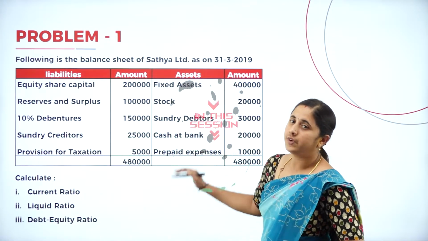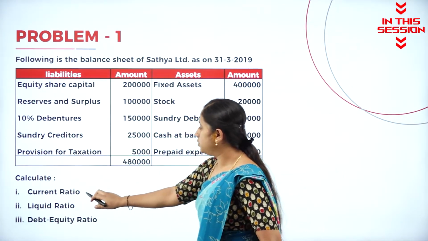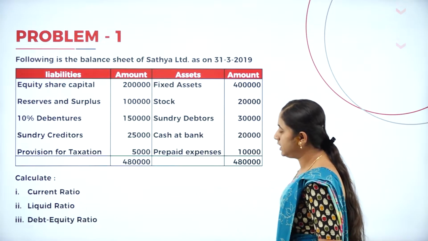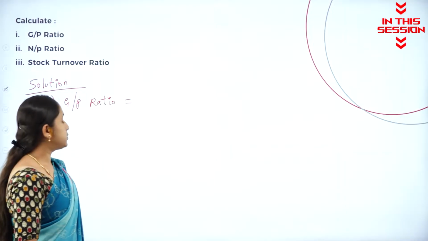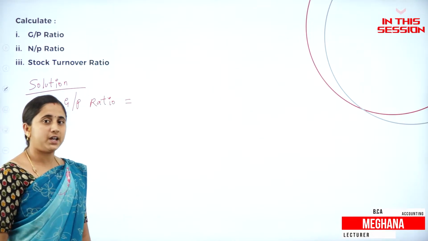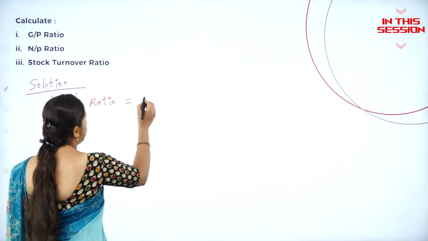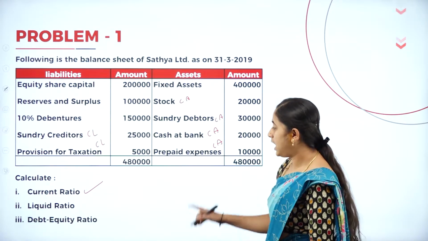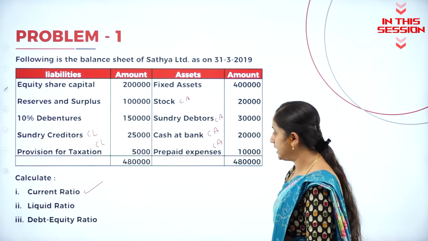Balance sheet. From this information, we need to calculate current ratio, liquid ratio and debt equity ratio. Gross profit ratio is equal to gross profit divided by net sales into 100. For liquid ratio, the formula is quick assets divided by current liability.